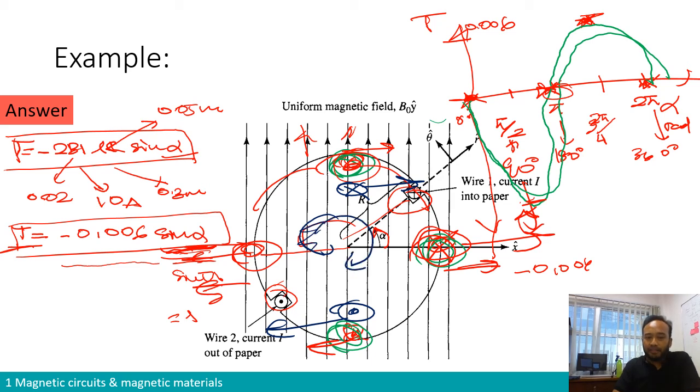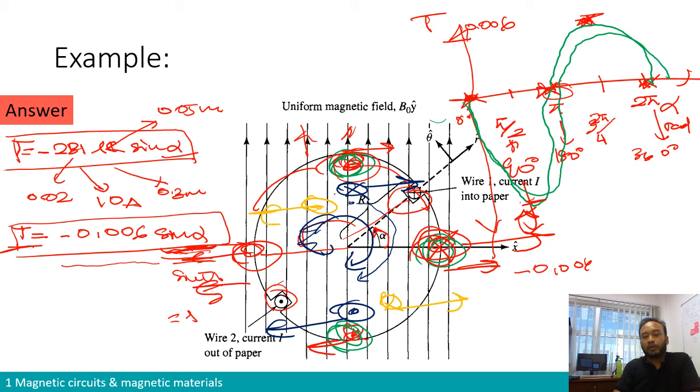But if now the position is switched, so this conductor now becomes to the bottom, which becomes like this. Therefore, the torque will be in the opposite direction, right? So it will be in opposite direction.